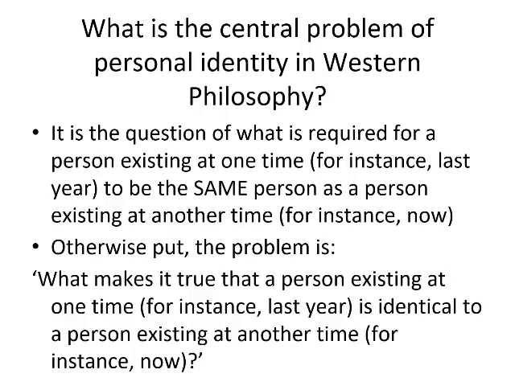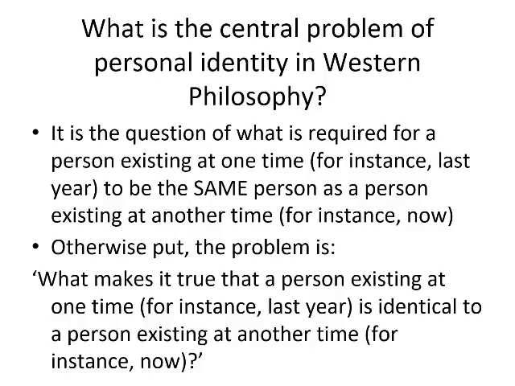Yeah, fine. But before we do look at those boys, let's ask ourselves, well, what is the central problem of personal identity in Western philosophy? There are various ways of putting it, but the ones we've got on the board there are as good as any, I hope. It is what makes it true that a person existing at one time, say last year, is the same person as a person existing at another time, say now.